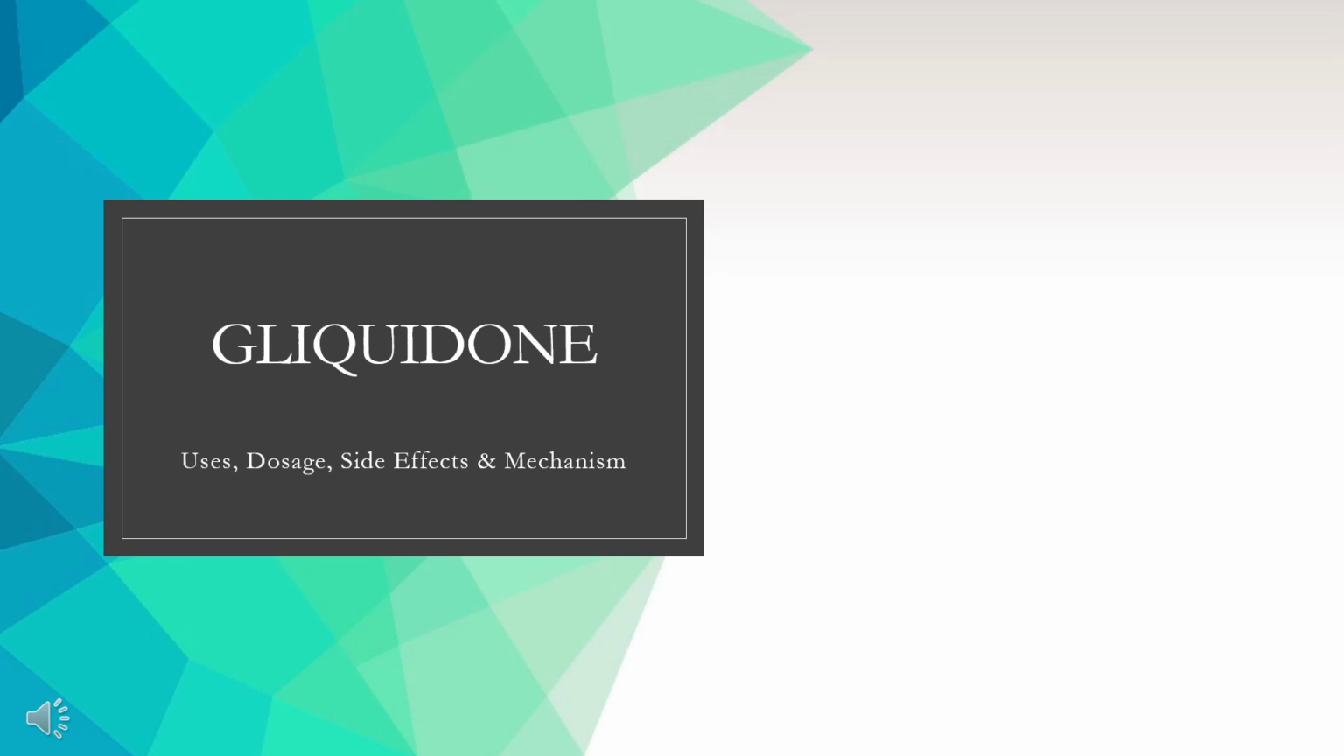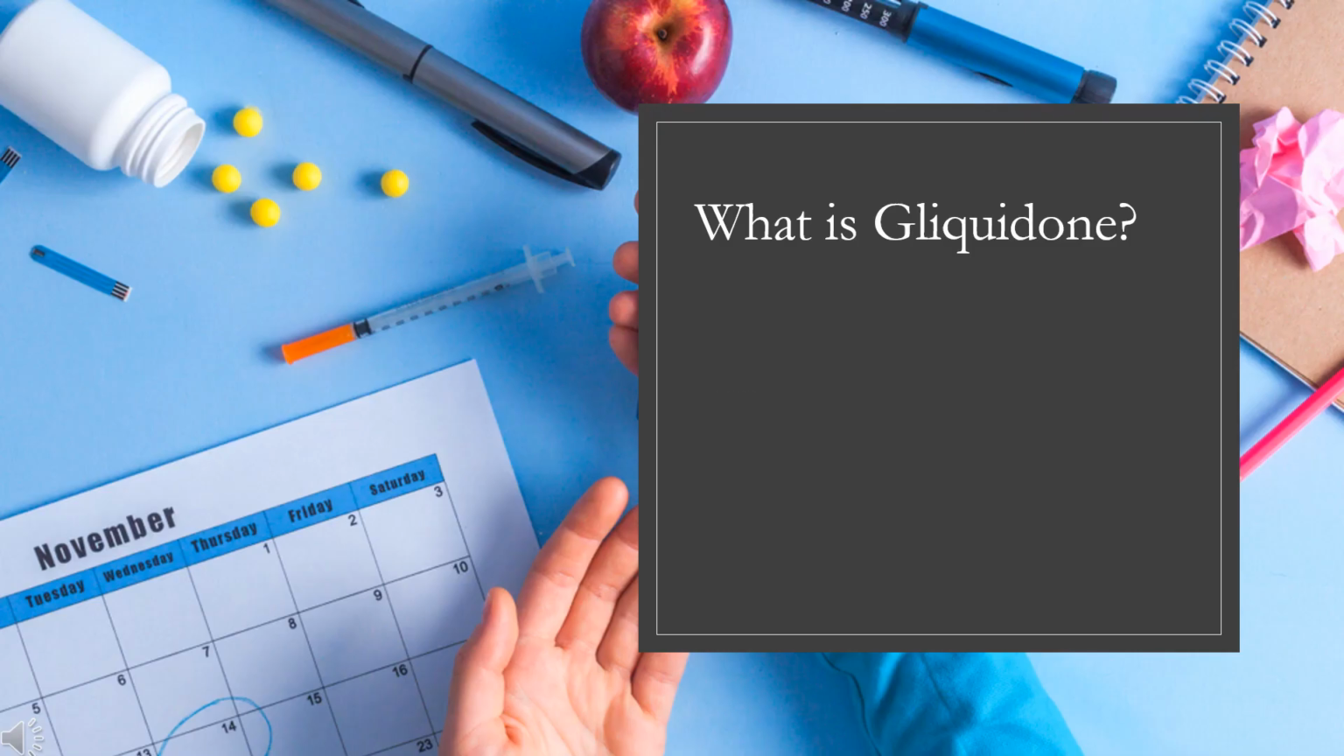Gliquidone is a sulfonylurea drug used in the management of diabetes mellitus type 2. In this video, let's find out what is Gliquidone, what is Gliquidone used for, contraindications, what are the side effects of taking Gliquidone, how does Gliquidone work, and how to use Gliquidone.